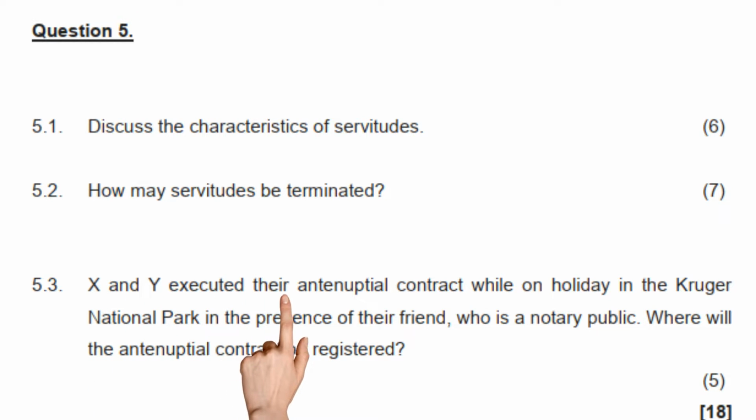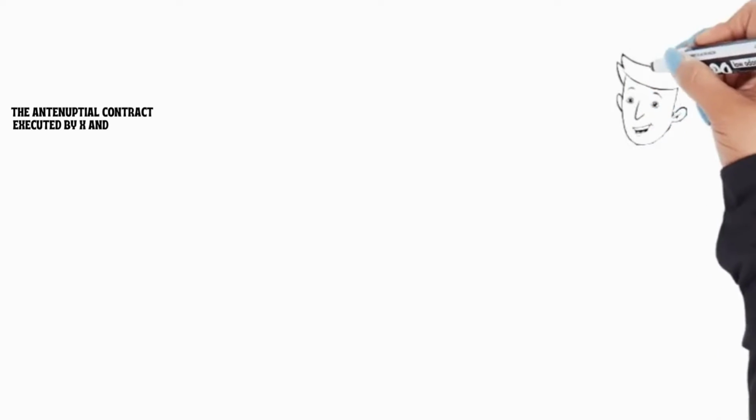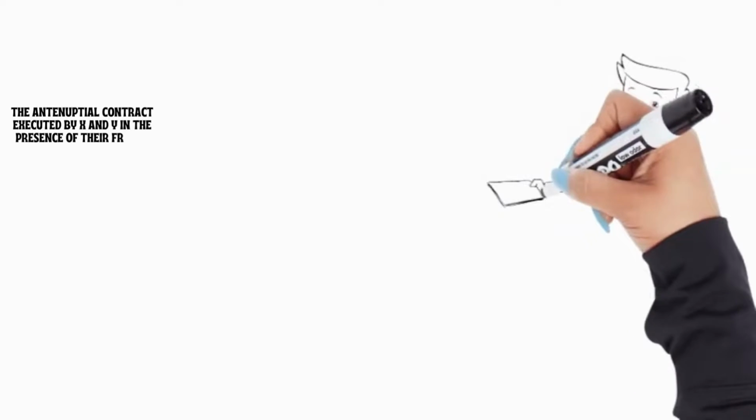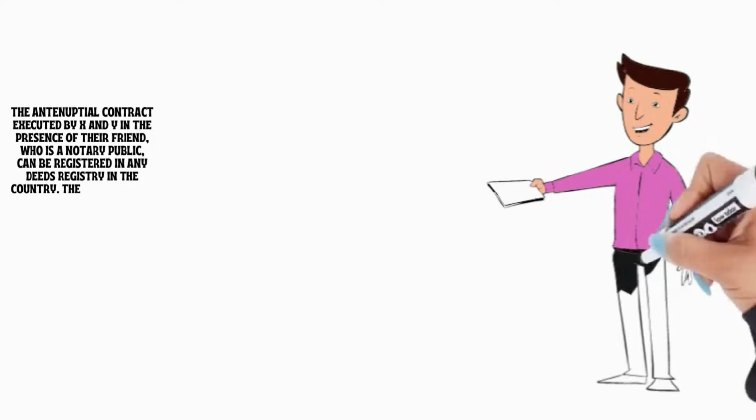Question 5.3. X and Y executed their antenuptial contract while on holiday in the Kruger National Park in the presence of their friend, who is a notary public. Where will the antenuptial contract be registered? The antenuptial contract executed by X and Y in the presence of their friend, who is a notary public, can be registered in any deeds registry in the country.